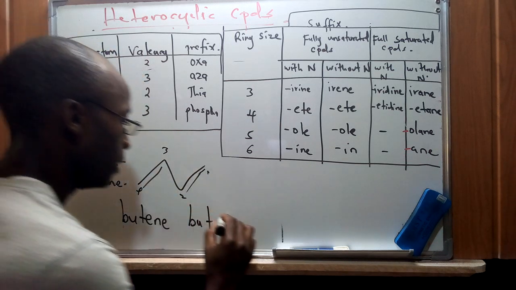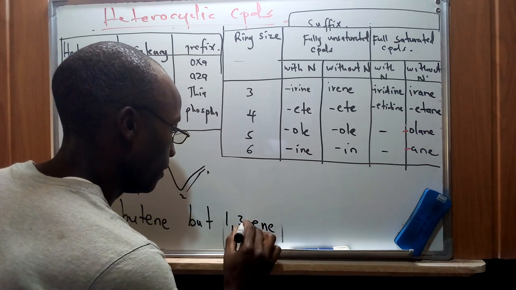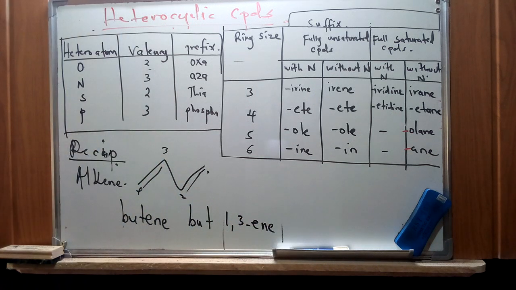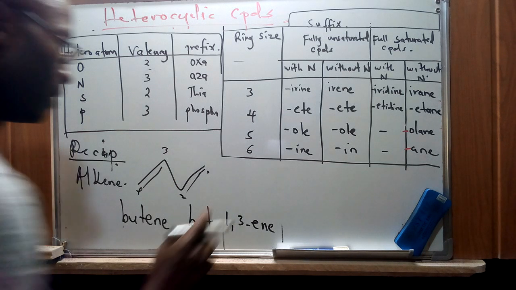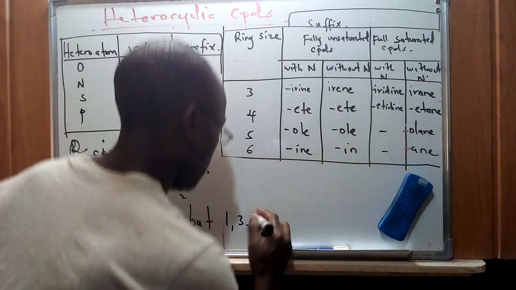1, 2, 3. 1, 3. This gives the positions of the double bonds. But there's a condition that we have to meet, in a sense that these double bonds have to be given a prefix di-.